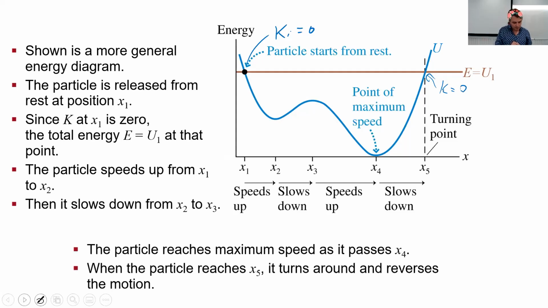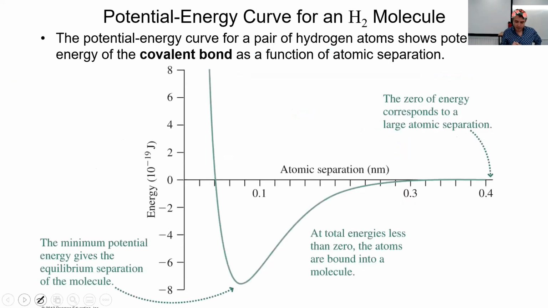The particle reaches its maximum speed. When the particle reaches x5, it turns around and reverses the motion. So we can get all of this information about the motion of the particle just from looking at these energy diagrams. So I really like them. They come up in chemistry a lot.